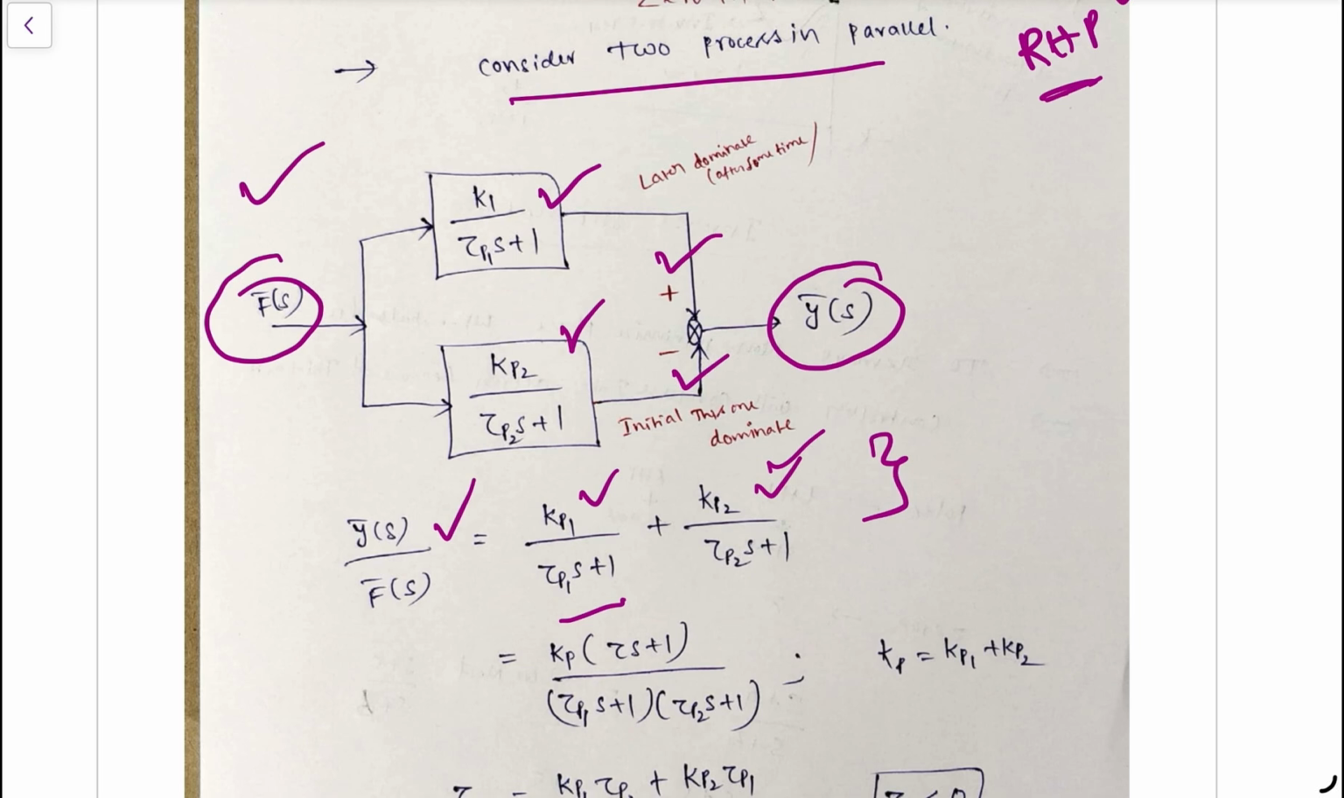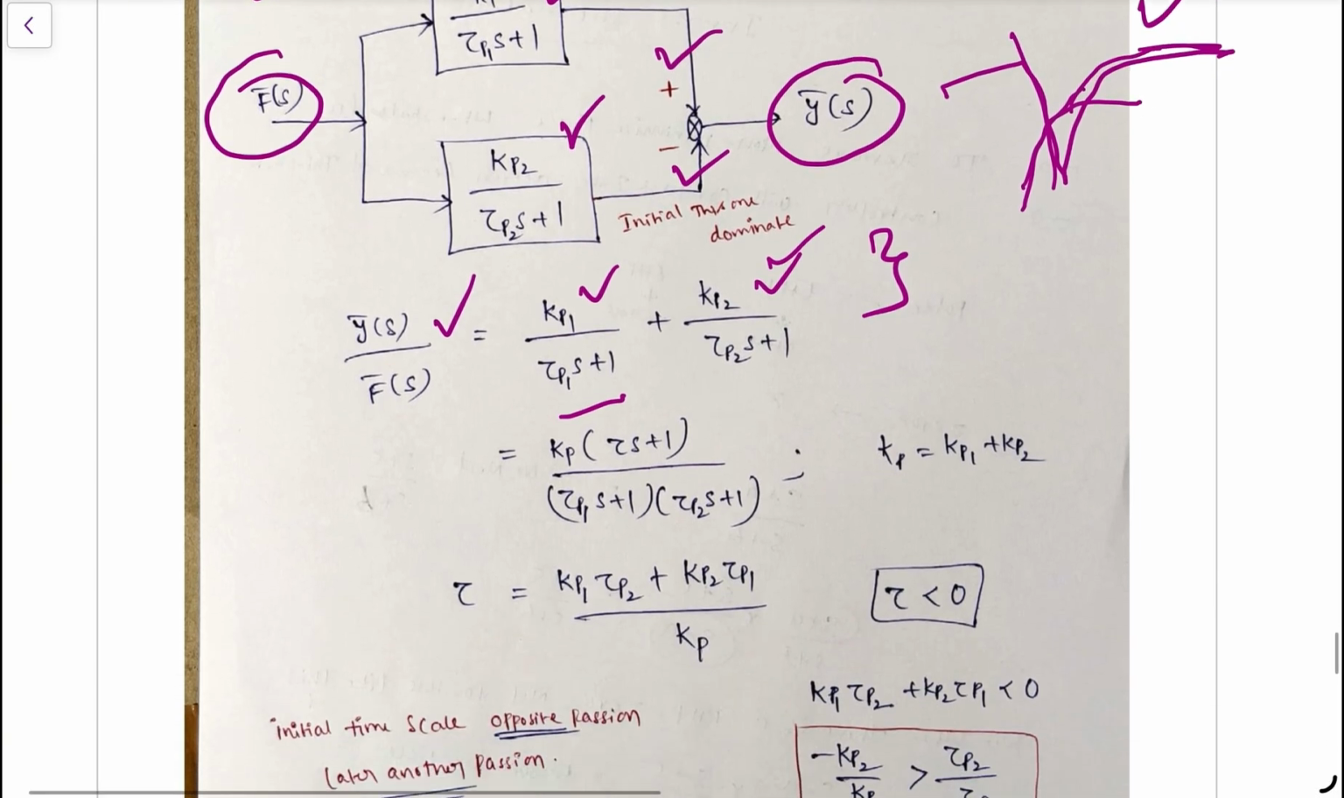What this means is the fast path reacts first and pushes the output in one direction, and then the slow path reacts later and dominates the final steady state behavior. So initially the output moves in the wrong direction, and later corrects itself. This is exactly inverse response.